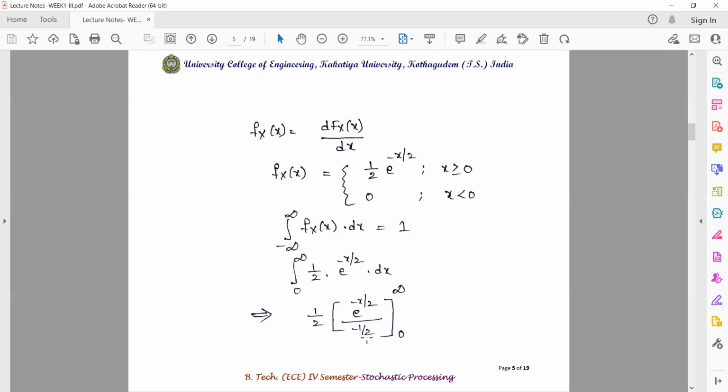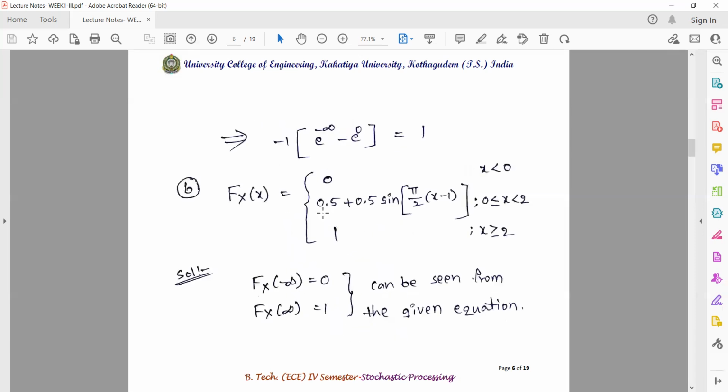So the 1 by 2 gets cancelled, leaving minus 1. So minus 1 times e power minus infinity minus e power 0. E power minus infinity is 0 and e power 0 is 1, so minus 1 multiplied by minus 1 gives plus 1. This is how we can check the validity of the concerned CDF and PDF.